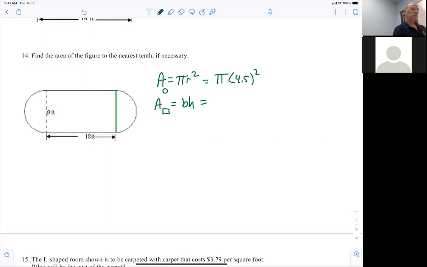Right. And now calculate that area for me. Thank you, sir. And that's square feet. And then the area of the rectangle was what? What are the dimensions? 9 times 18, which is 162 square feet. So, yeah, that's what I said. Thank you. 162. And so your final total area would be how much?